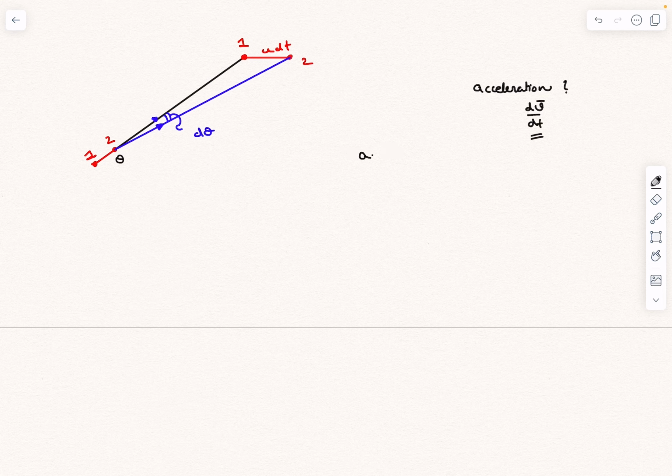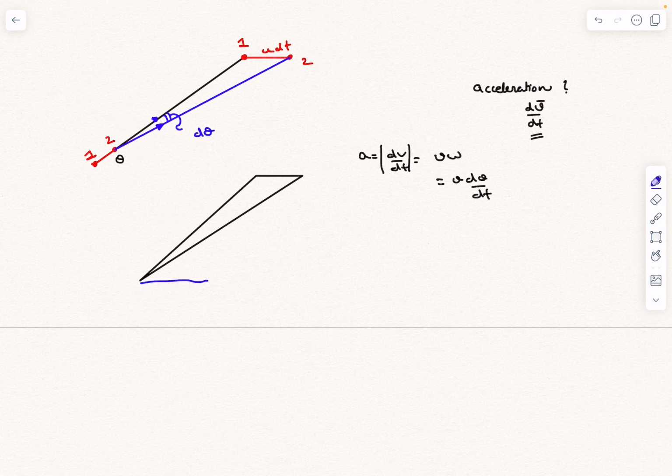So the acceleration is basically the rate of change of velocity, and the rate of change of velocity we discussed in the previous page. This would just come out to be v omega in terms of magnitude, where omega is simply d theta by dt. So if we can figure out d theta by dt, then our question is done. Okay, and for that we'll use this differential triangle over here. Okay guys, so now this angle it makes with the horizontal is theta. This angle, let's just take it as d theta.